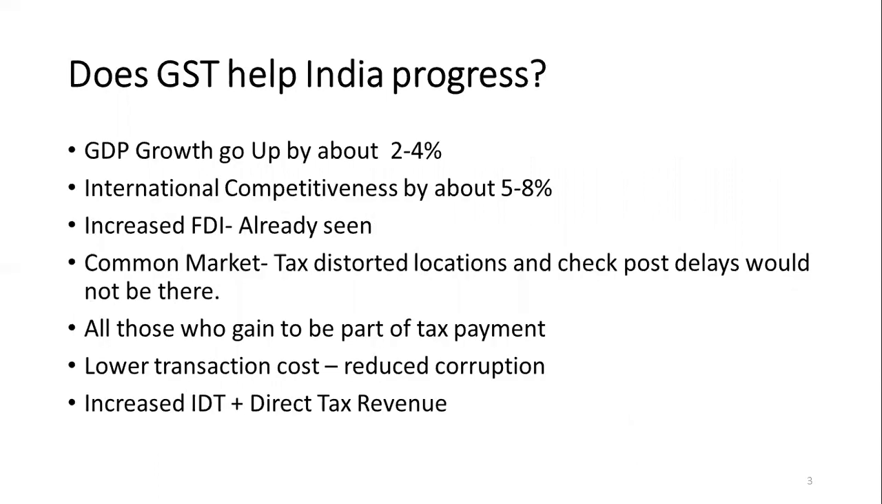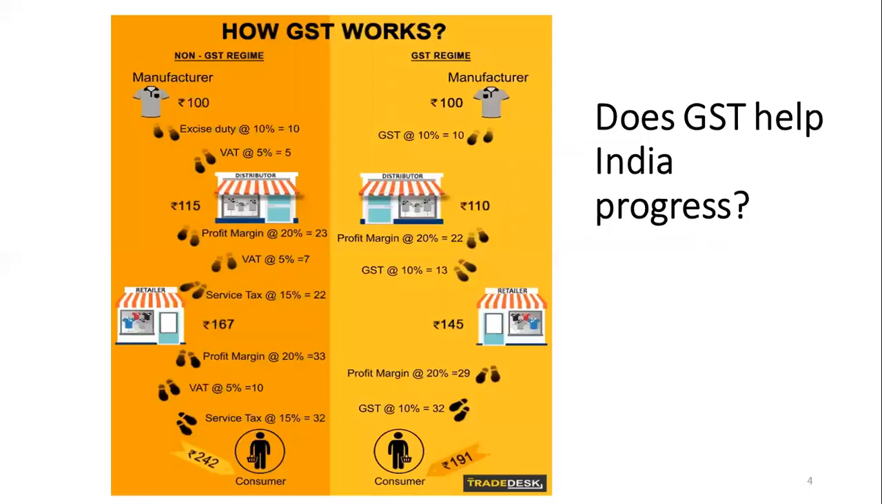Now, how does it actually help India? After the GST design, we can see that GDP growth went up by 2 to 4%. It's not only GST, there are various other reasons behind the GDP rate, but still we can see that GST is playing an important role in increasing GDP. International competitiveness has increased by 5 to 8%. Foreign direct investment has been good in the last couple of years. Lower transaction costs, easier tax payments, and increased indirect tax revenue: everything is coming together and helping India from an economic point of view. Altogether it is a positive effect on the country.